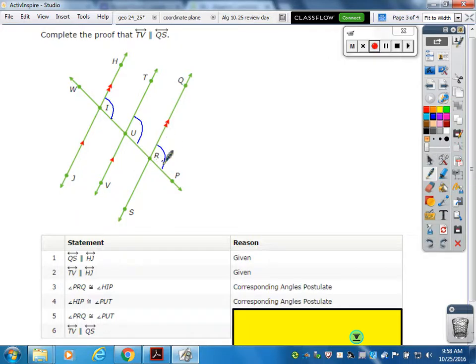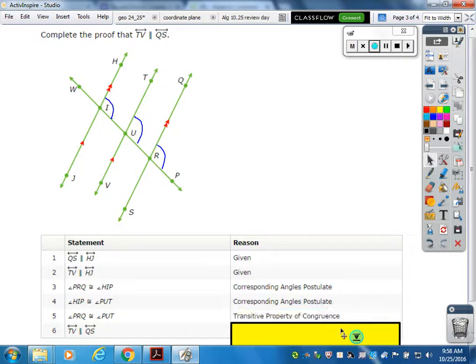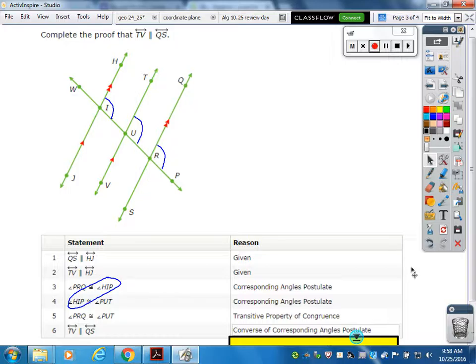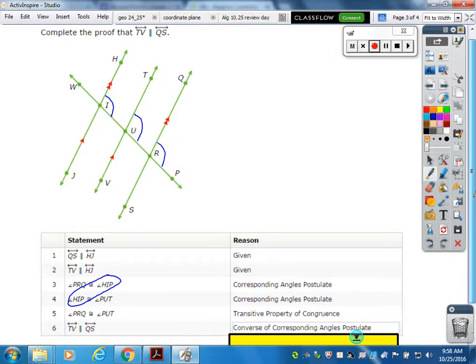Well, you may have seen it already. This is the transitive property, and here's your link right here. So we basically jumped from PRQ is congruent down to PUT. That is the transitive property. And now, if we know that angle PRQ is congruent with angle PUT, then we can say that line TV is parallel to line QS by the converse of the corresponding angles postulate. Remember that if we are using these postulates to prove that lines are parallel, we will be using the converse.